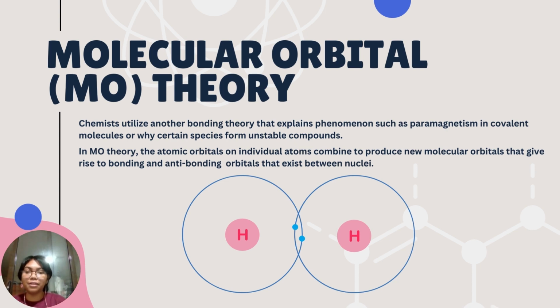So, molecular orbital theory, or simply known as MOT or MO theory, explains phenomena such as paramagnetism in covalent molecules or why certain species form unstable compounds. More specifically, in MO theory, the atomic orbitals on individual atoms combine to produce new molecular orbitals that give rise to bonding and antibonding orbitals that exist between nuclei.